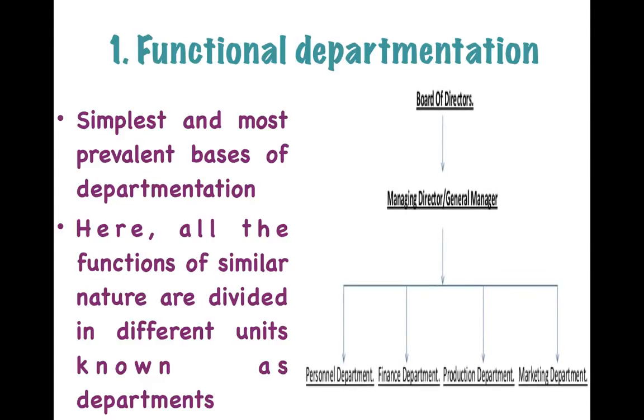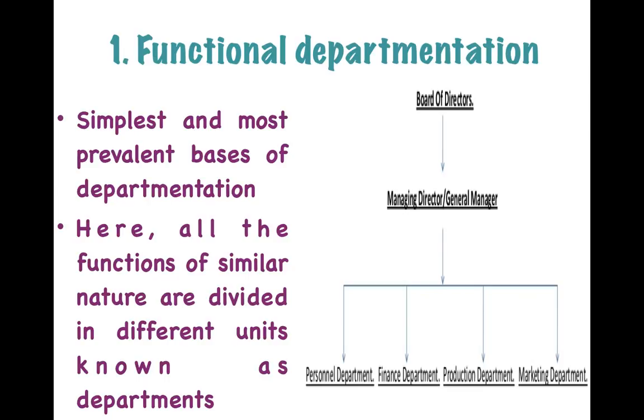For example, in this hierarchy of an organization, we can see at the top we have the board of directors, then we have the managing director, and the managing director has divided the work of the organization into different departments or functions, which are the personnel department, finance department, production department, and marketing department.